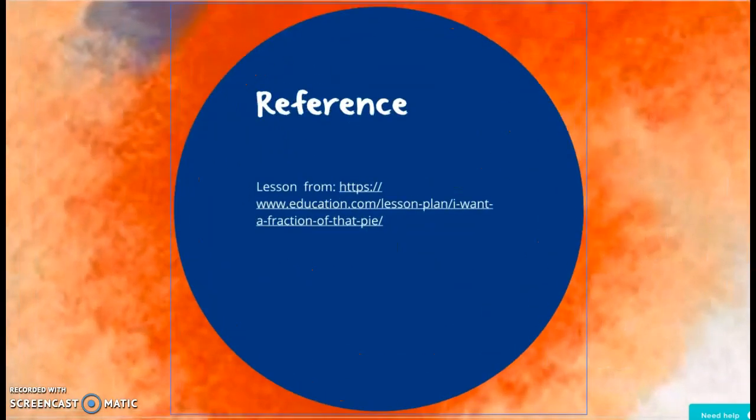This lesson was found on education.com and was adapted to make sure that it fit all of the components of this big idea.